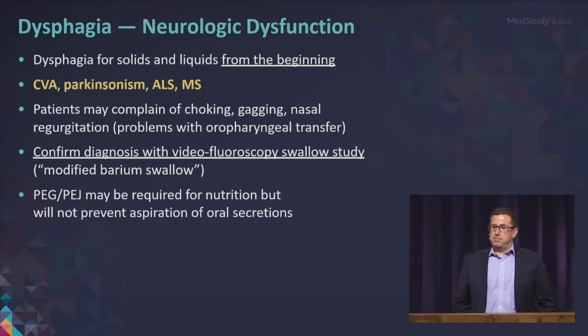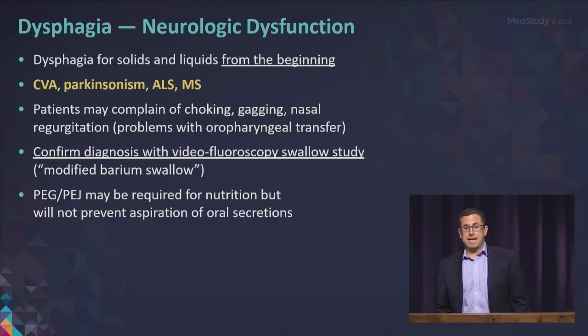So to talk a little bit more about neurologic disorders with dysphagia. So here we see dysphagia for solids and liquids from the beginning. So examples of this: stroke, Parkinson's, ALS, MS. Because there's a transfer issue getting the bolus back from the mouth to the back of the throat, patients may complain of choking, gagging, and regurgitation.